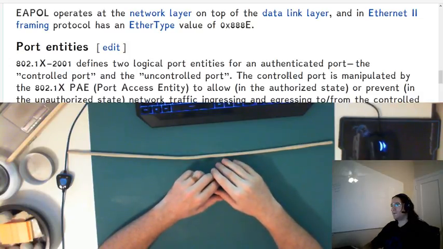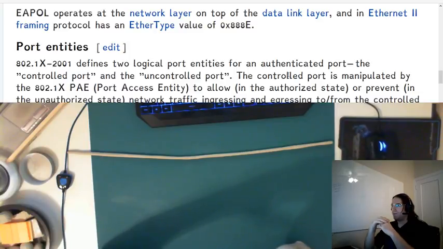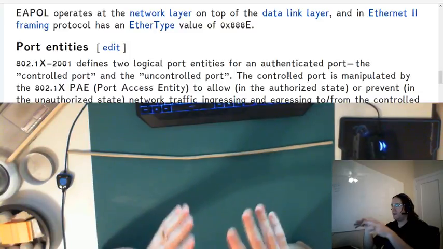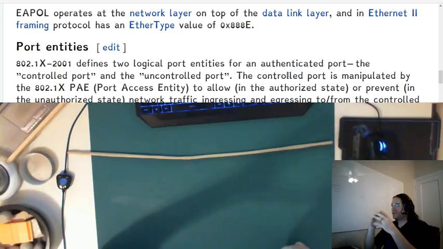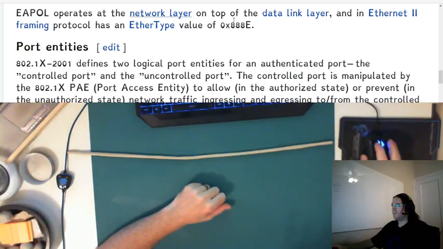EAPOL operates at the network layer on top of the data link layer, and in the Ethernet II framing protocol has an EtherType value of 0x888E. So network layer and data link layer.